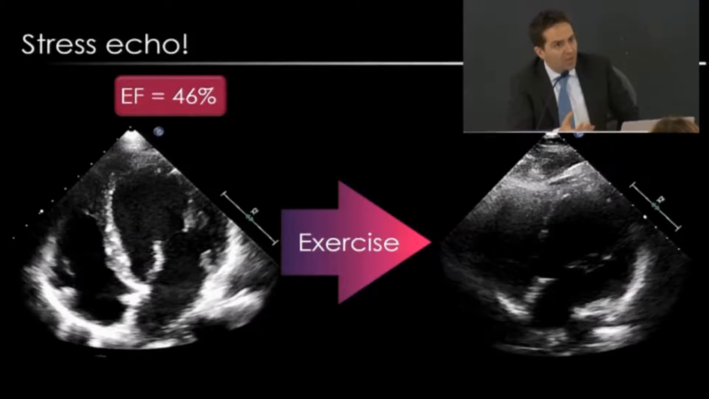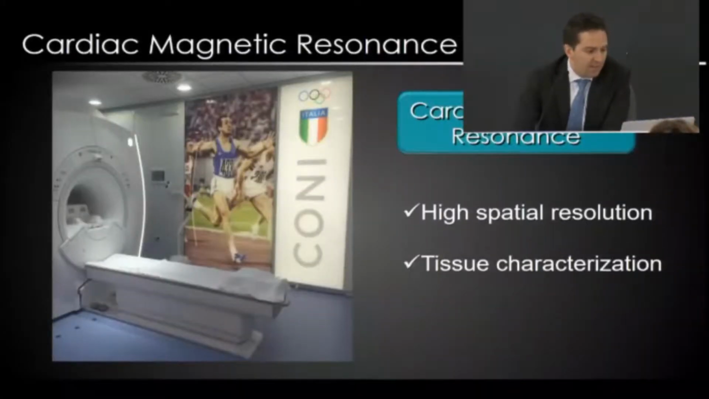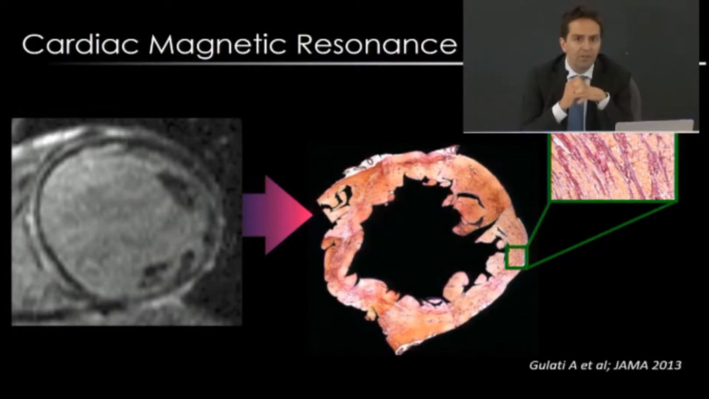So stress echo and also the information that you gain from the exercise testing and from the ECG Holter monitoring can be helpful for identification of patients with dilated cardiomyopathy. Of course, cardiac magnetic resonance may be of help because it has a very high spatial resolution and can provide also tissue characterization. Indeed, cardiac magnetic resonance is particularly important to identify areas of fibrosis within the myocardial wall.